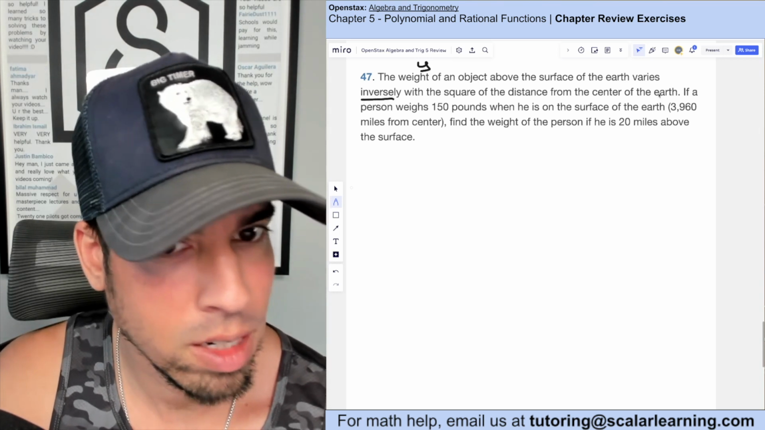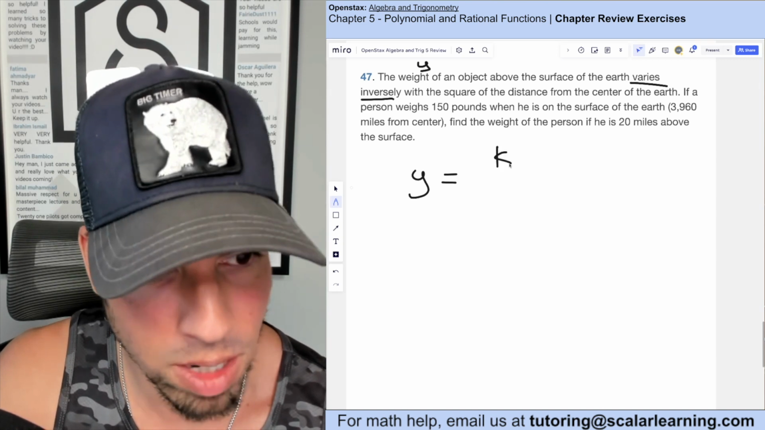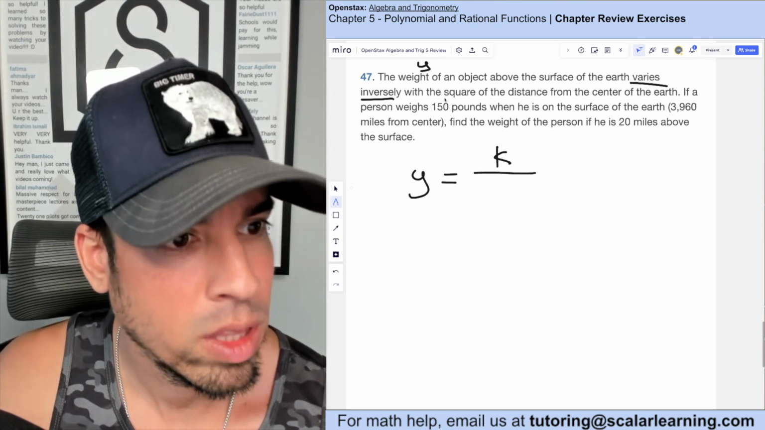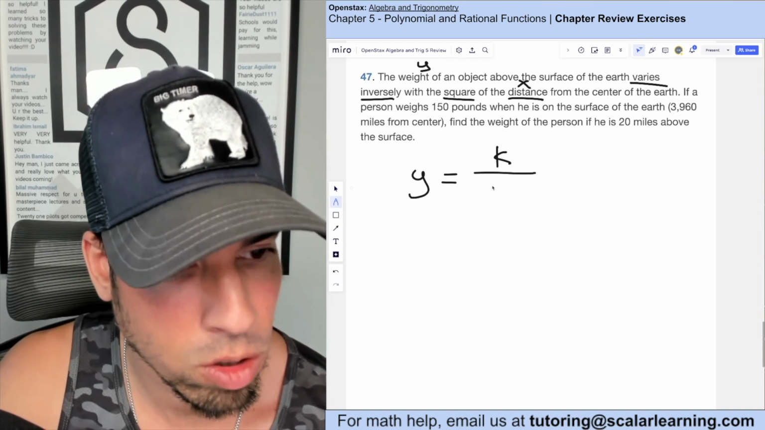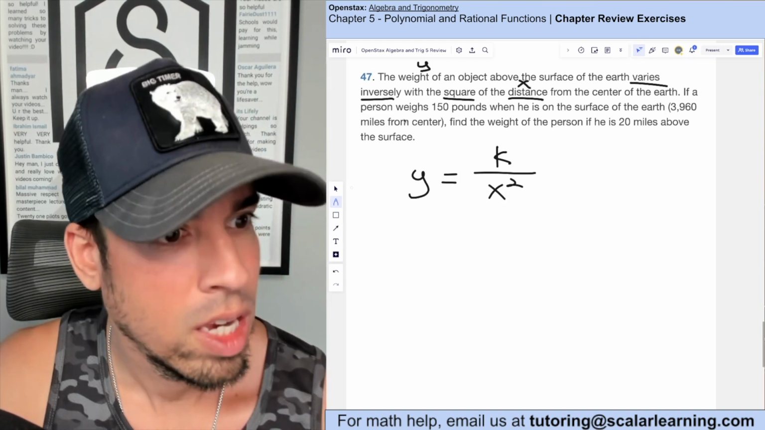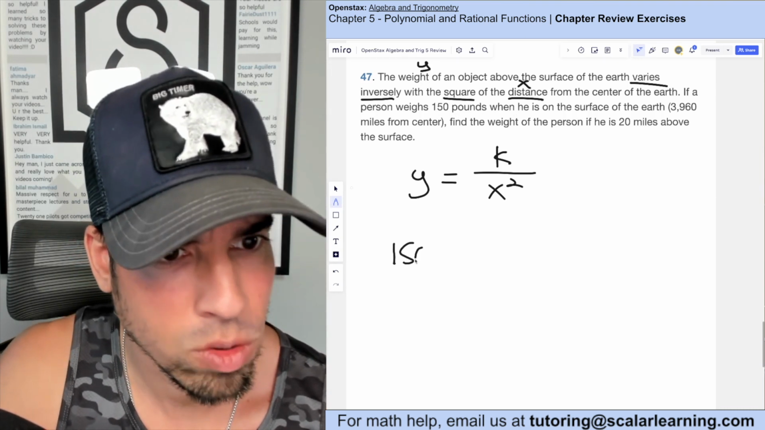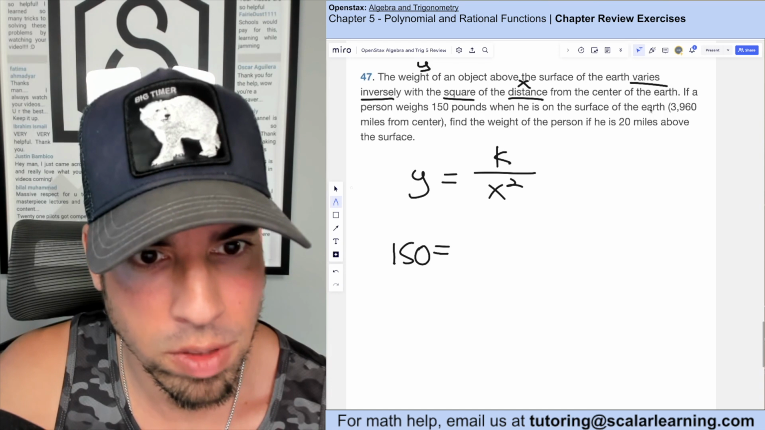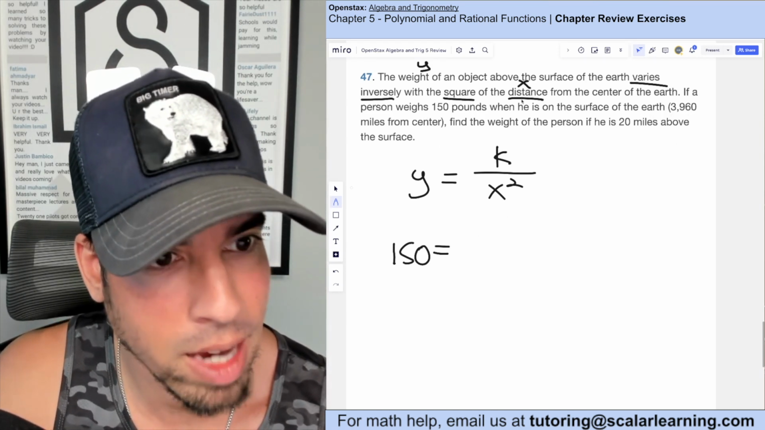So for this one, it says the weight of an object, which we'll call y, above the surface of the earth varies inversely. So that inverse variation, again, means we have some constant over something, with the square of the distance, which we'll call x, from the center of the earth. So we'll call that x squared. If a person weighs 150 pounds, that's the weight, that's y, on the surface of the earth, 3,960 miles from the center. That's my x value. That's the distance.